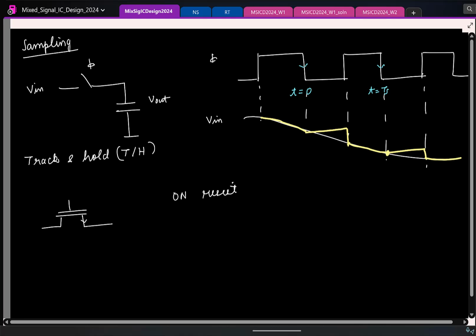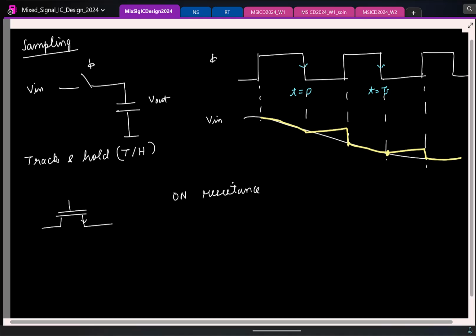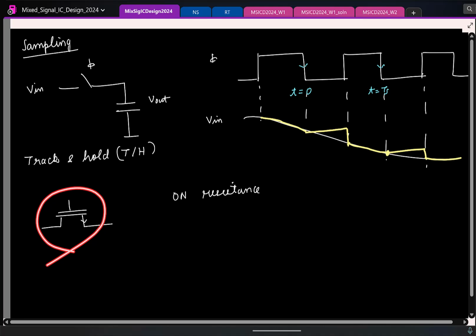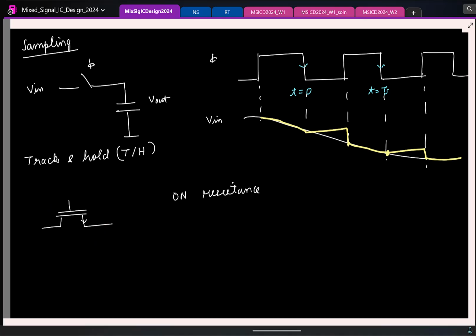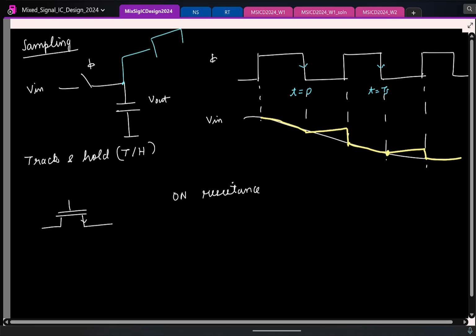So that's what we'll first look at, the finite on resistance. We'll look at what happens when we have a finite on resistance with the switch. What is the effect it has? Then we'll see what the on resistance is for a transistor, and based on those two discussions, we'll see how we can choose a MOSFET. Once you sample the signal, obviously you can directly quantize it, or as we'll see going forward, we'll do a lot of processing and then do quantization.